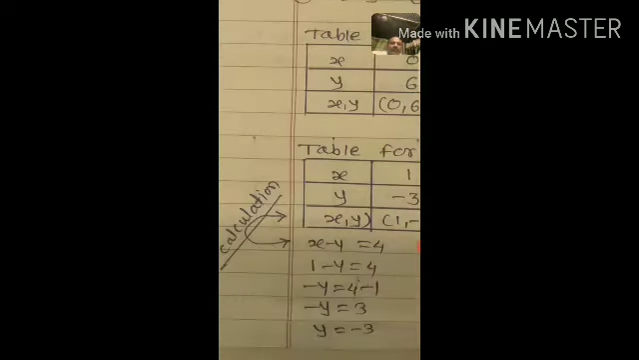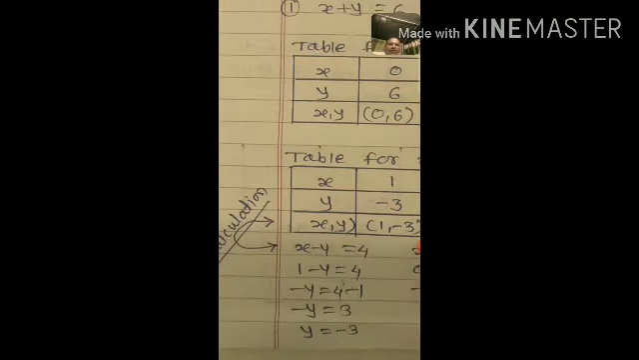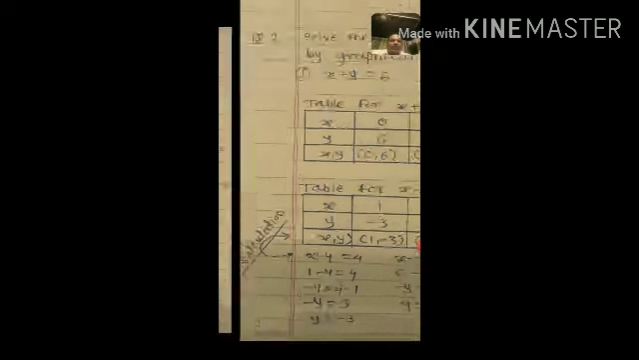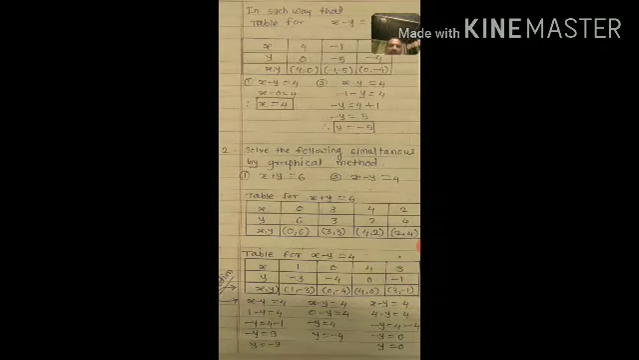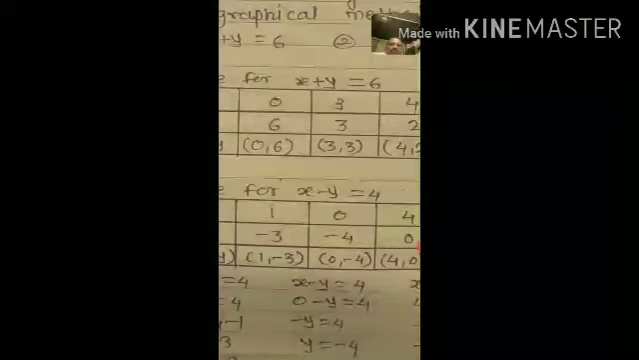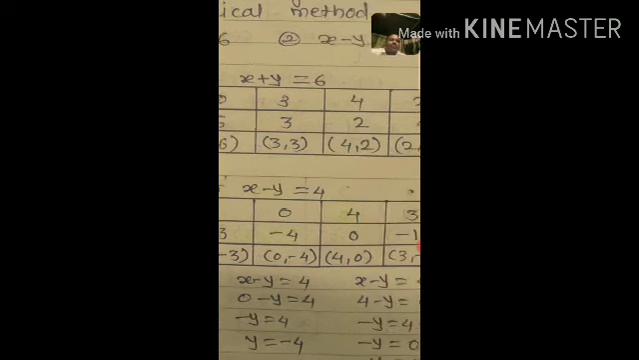X minus y is equal to 4. Here adding the value of x is equal to 1, then 1 minus y is equal to 4, then minus y is equal to 4 minus 1, and minus y is equal to 3. It means that y is equal to minus 3. Then in the second, adding the value of x is equal to 0, therefore x minus y is equal to 4, 0 minus y is equal to 4, minus y is equal to 4, and y is equal to minus 4.